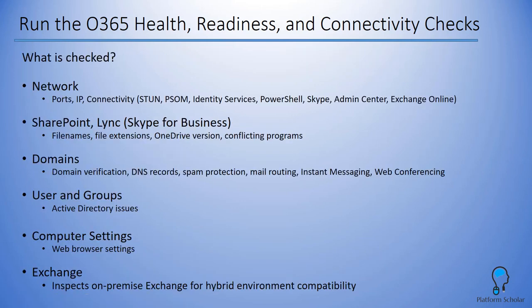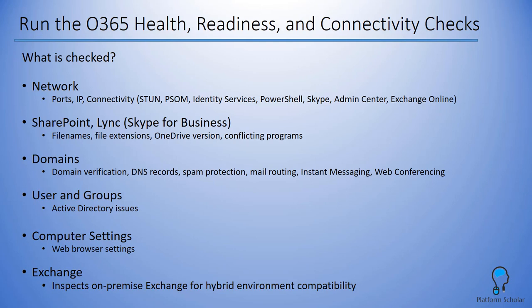So what exactly is being checked? Well, the network is checked to make sure that certain ports are open, and that there's TCP/IP connectivity for such things as Stun, PSOM, Identity Services, PowerShell, Skype, the Admin Center, and Exchange Online, and we'll cover some of these lesser-known ones later. Also, SharePoint Online and Lync, really Skype for Business, are checked, and as far as SharePoint, we're talking about file names, file extensions, OneDrive versions, and any prior conflicting programs.